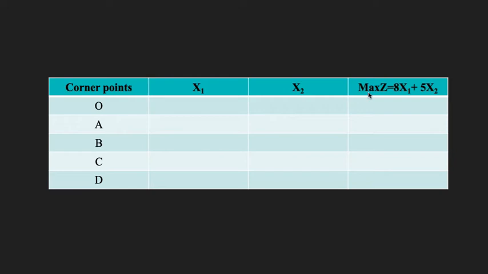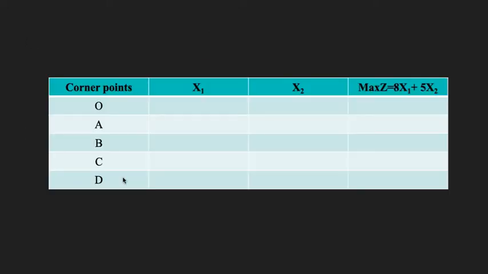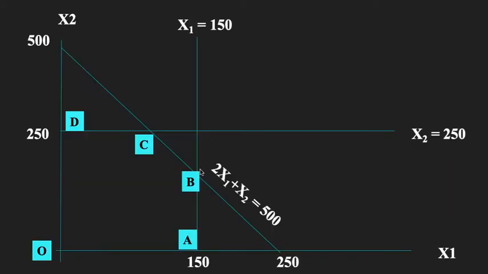When we talk about point O, we have x1 0 and x2 0. Here both x1 and x2 are 0, and hence max z will be 0 only. Now we have points B, C and D. We'll take D first because we know the value of D, and then C and B we are going to calculate.